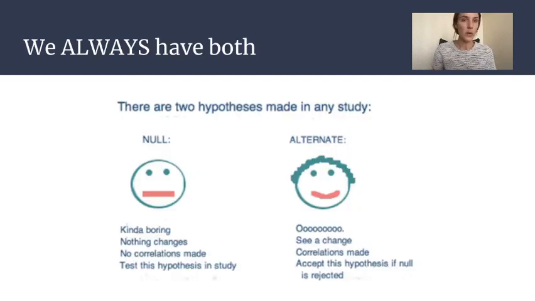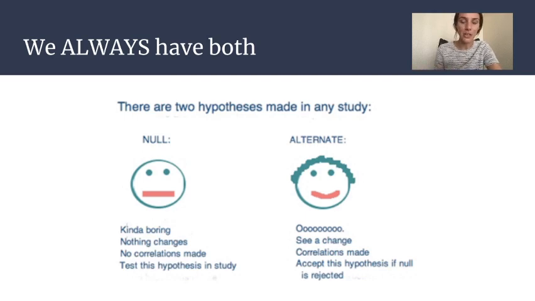All right, so we always have both of these. We always have two hypotheses, and this might seem a little bit strange, but we can think of the null hypothesis as something like a baseline. The null hypothesis is if nothing changes, there's no relationships made. It's just kind of our baseline, right? It's when nothing really happens.